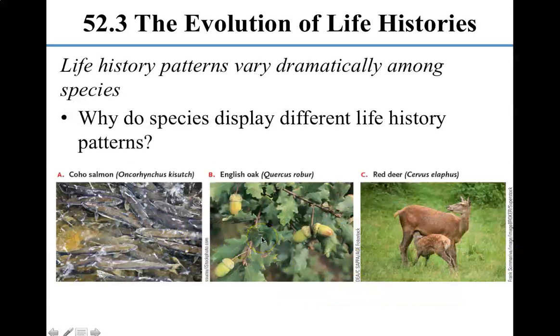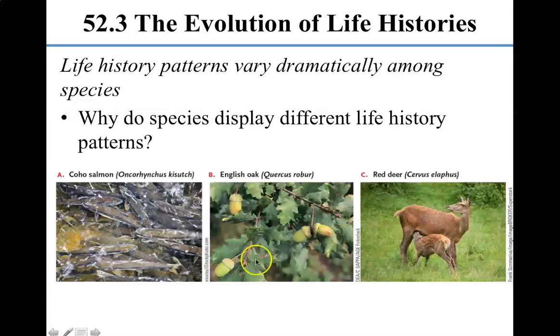Salmon will spawn in freshwater streams and swim to the ocean, right? So they're highly transitory. English oaks will just live in one spot and produce lots of acorns and not provide any parental care. Deer will just produce maybe one offspring at a time, but lots of parental care. So again, these different life history patterns of maturation and reproduction are different for every species, and each species has been shaped by natural selection so that their life history patterns work best for them.